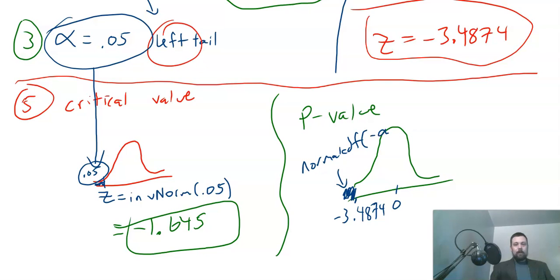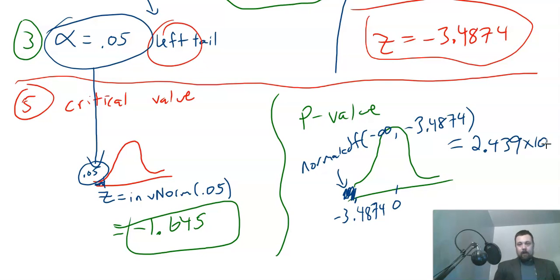The lower bound is -infinity, which is -9999999. The upper bound is -3.4874. Close the parentheses. And I'm going to get 2.439, I'm going to stop there, times 10 to the -4.